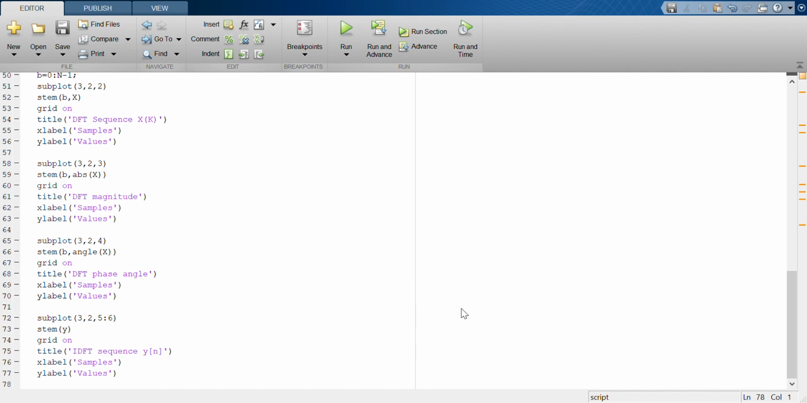Using both inbuilt functions, the DFT is obtained as 6, 0, minus 2, 0, which we had found in the previous video using theoretical calculation, and IDFT will give you the sequence back, that is 1 2 1 2, and also the plot is shown over here, which shows all the sequences and the magnitude and phase.